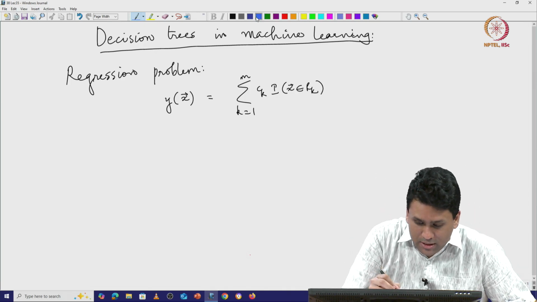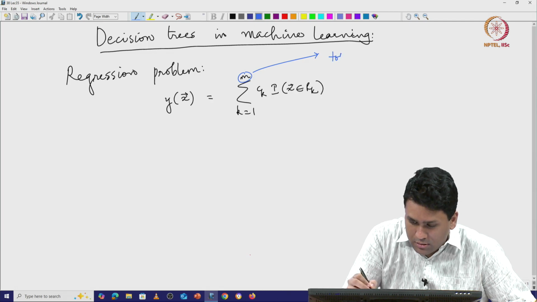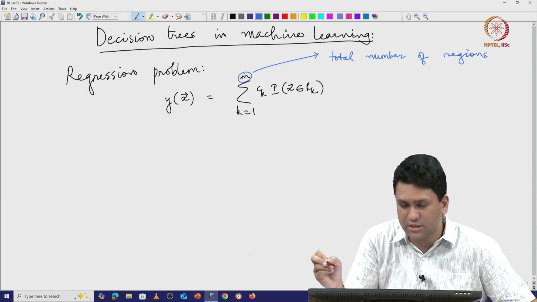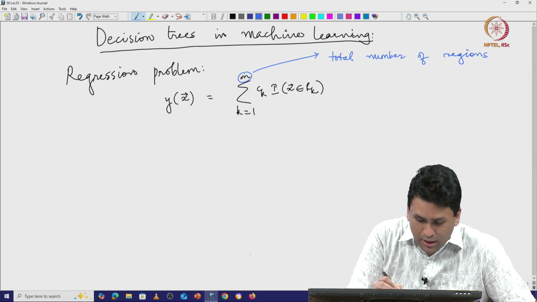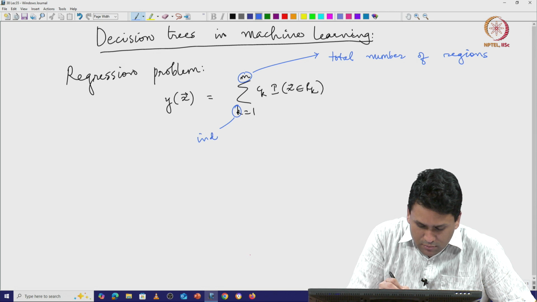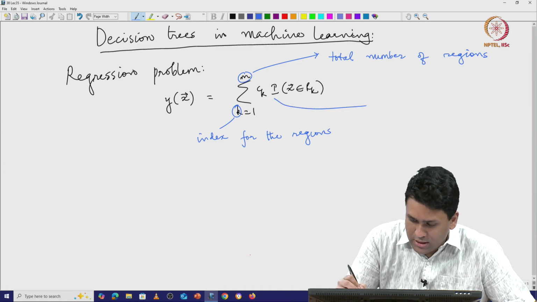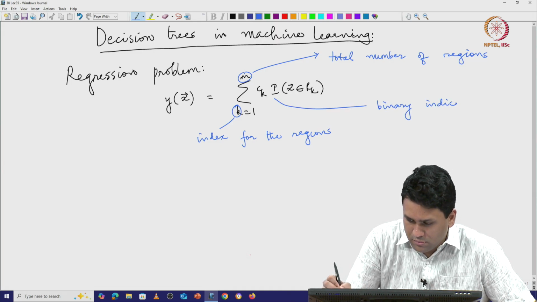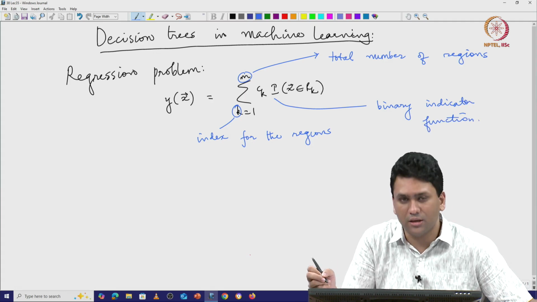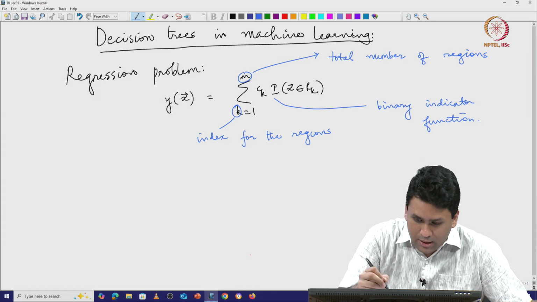So this m is the total number of regions into which the feature space has been partitioned. K is an index for the regions, and this I, as you know, is a binary indicator function which tells you whether the point x lies in the region Rk or not.